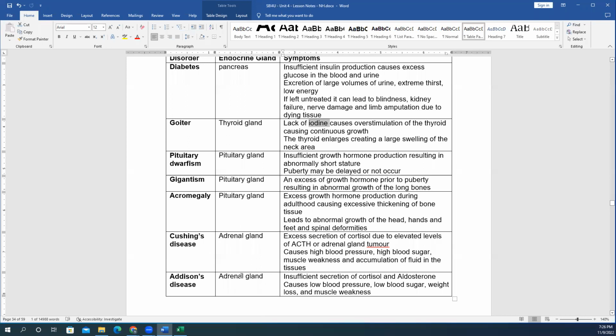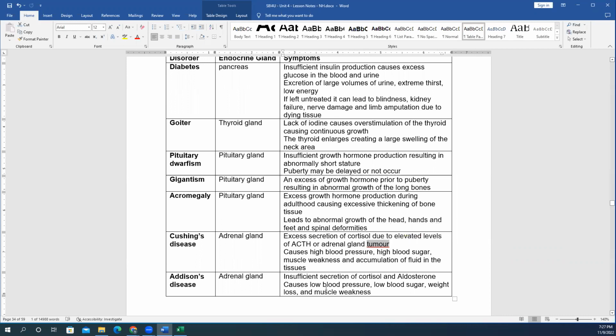Then there's a couple of disorders, famously of the adrenal gland. One is Cushing's disease, and the other one is Addison's disease. In Cushing's disease, there is an excessive secretion of the hormone cortisol due to elevated amounts of ACTH, or sometimes as a result of an adrenal gland tumor, can also cause excessive secretion of cortisol from the adrenal gland.